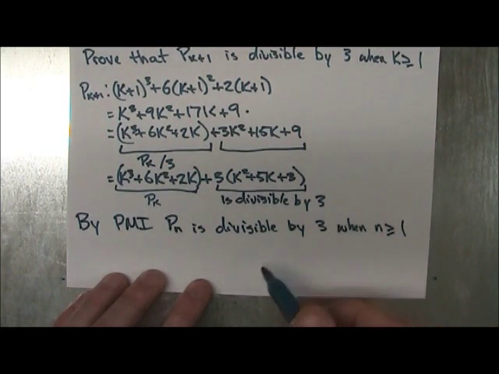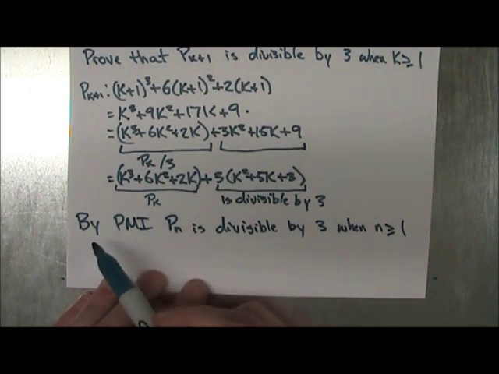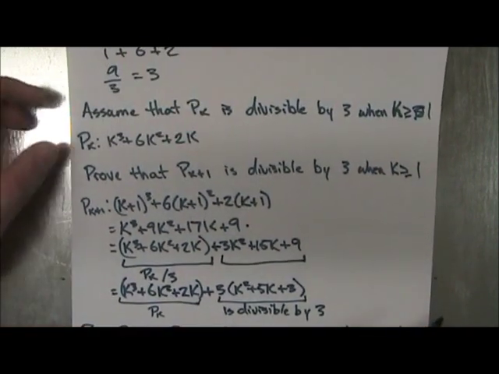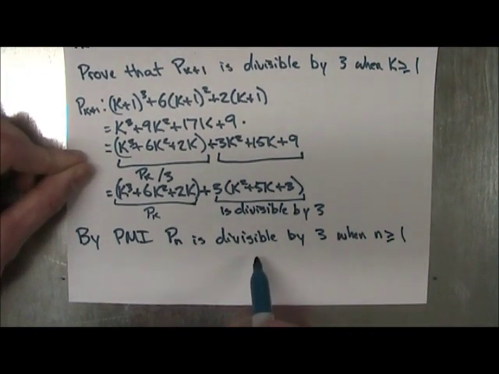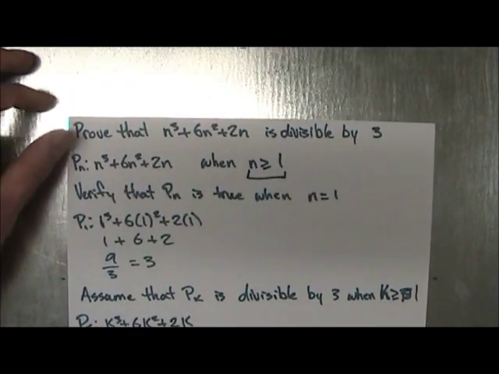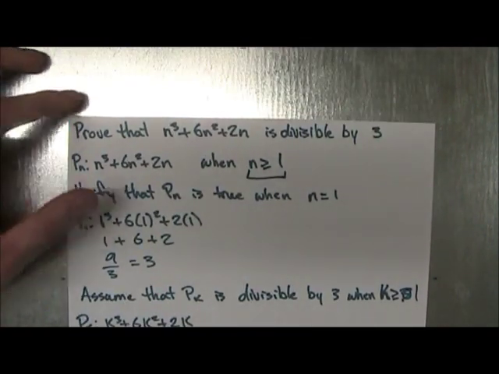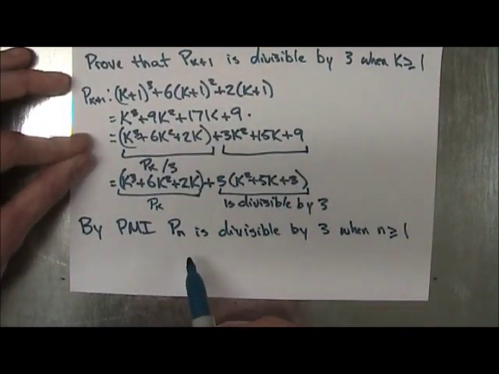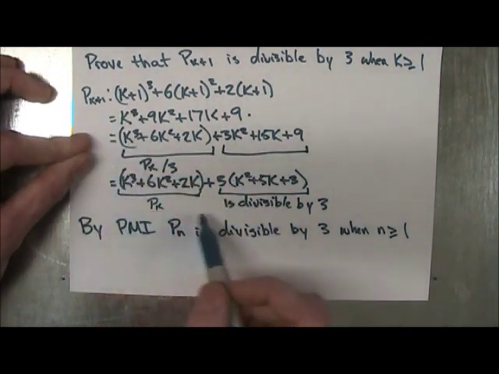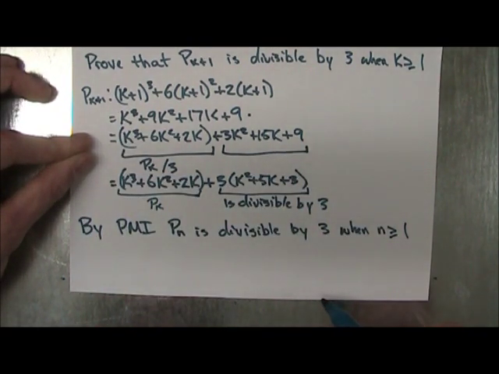Just make note that when you're trying to prove something, you're not going to say in your conclusion that Pk plus 1 is divisible or that Pk is divisible, because initially you're trying to prove Pn is divisible by 3. So you have to go back to your initial statement, not your Pk plus 1 or your Pk. And you use the n variable here and not the k.